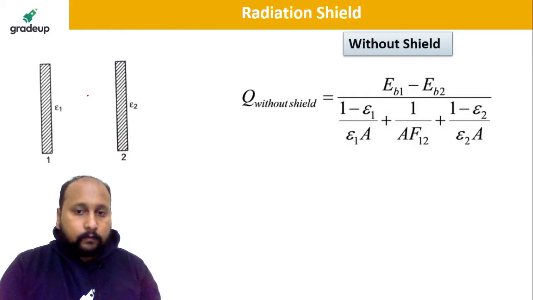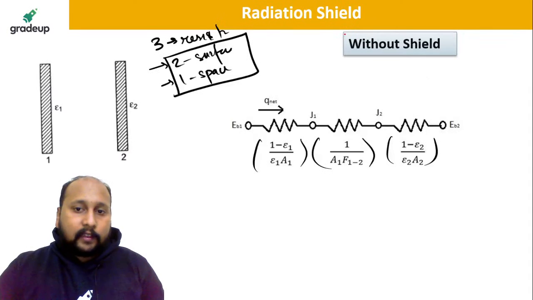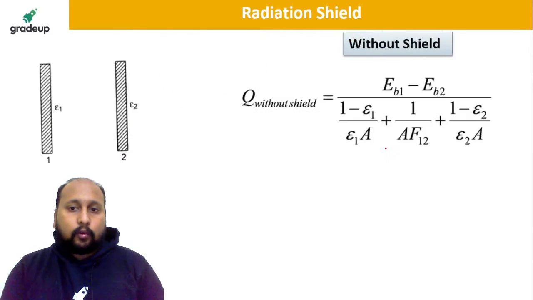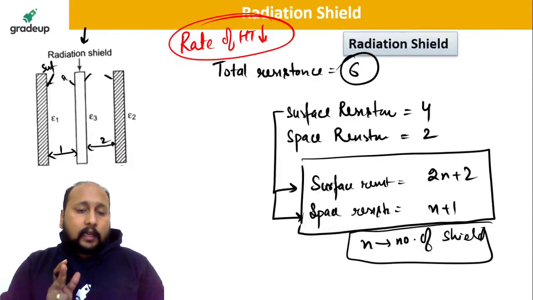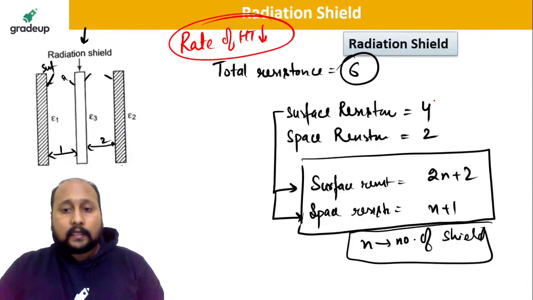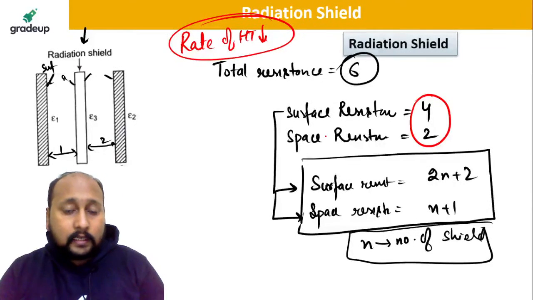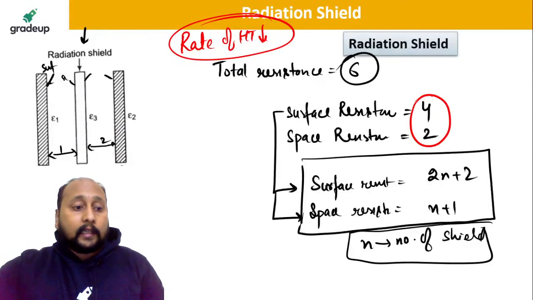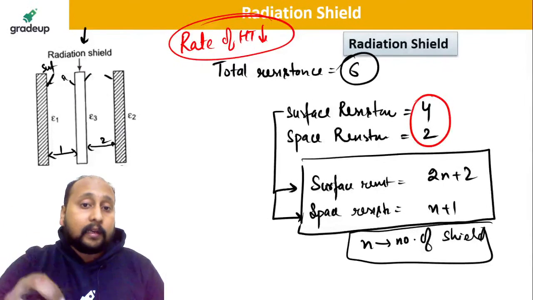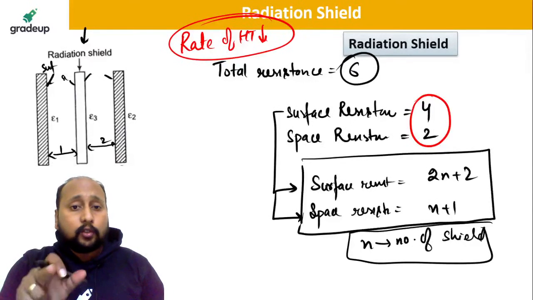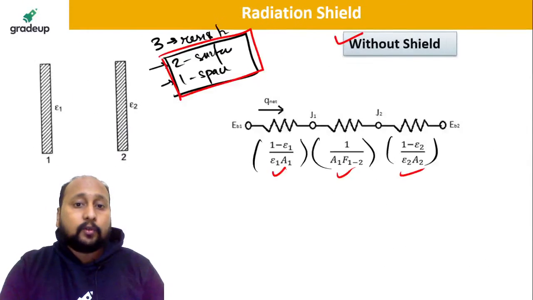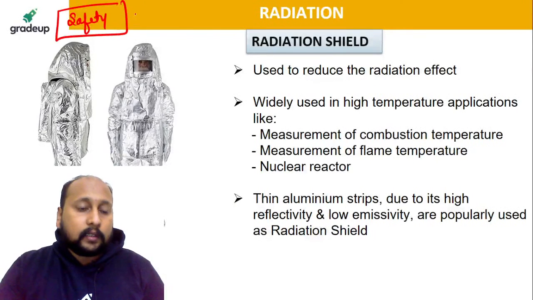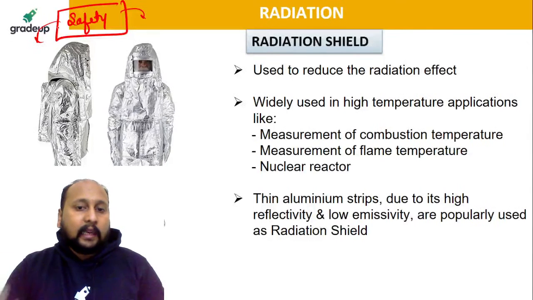So what should be the property of a shield? Look at this diagram. Without a shield, we have in total 3 resistances: surface, space and surface. But if I use a single shield, I am shifting from 3 resistances to 6 resistances, that is 4 surfaces and 2 spaces. What is the meaning of this? By introducing a single shield, you are increasing the resistance to a higher value, and the rate of heat transfer between the plates is tremendously decreased. That is why shielding is so important to reduce the radiation effect, and why it is extensively used for the safety of human beings.